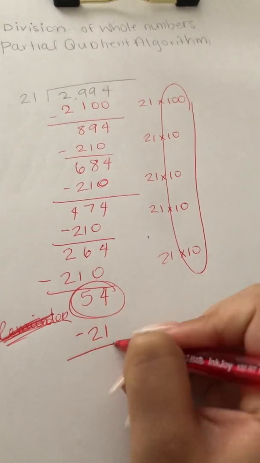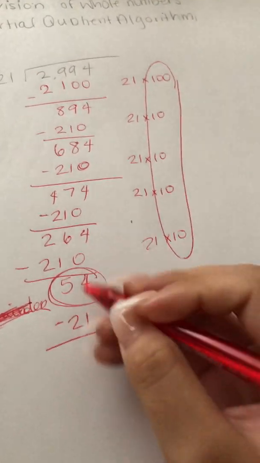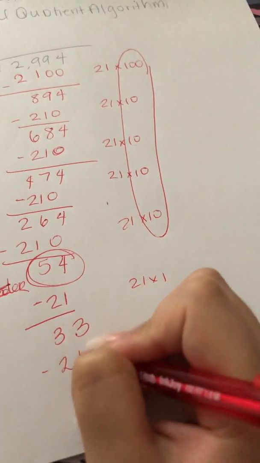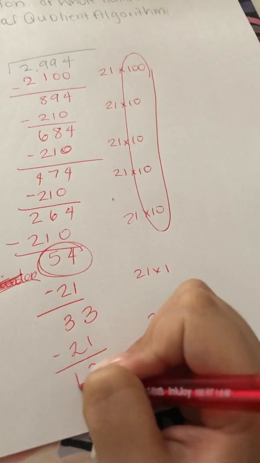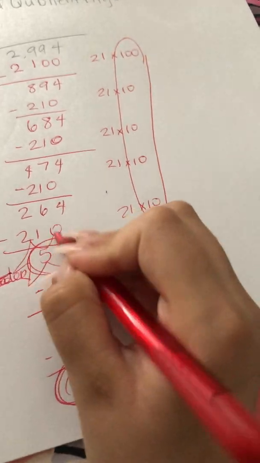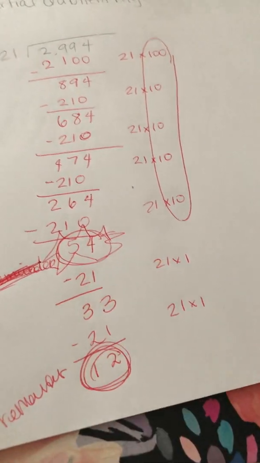We can do minus 21, so it would be 21 times 1. So 54 minus 21 is 33. We can still do that again. So 21 cannot go into 12. I'm sorry, correction: this is going to be our remainder.